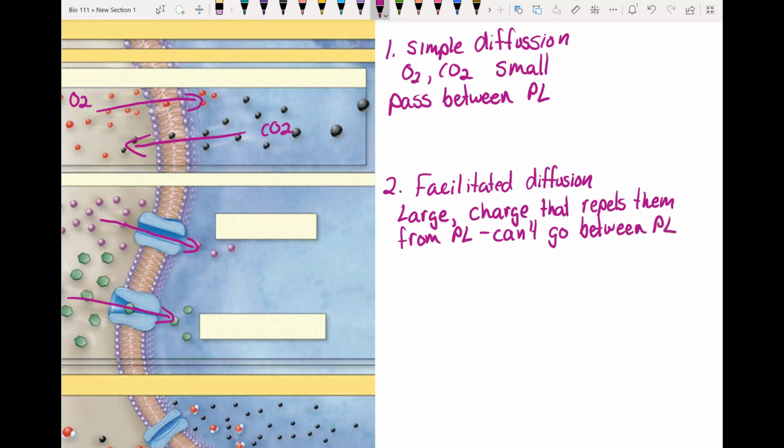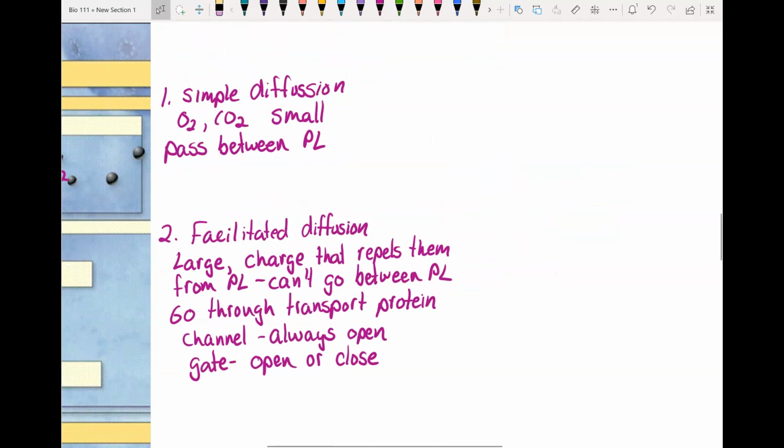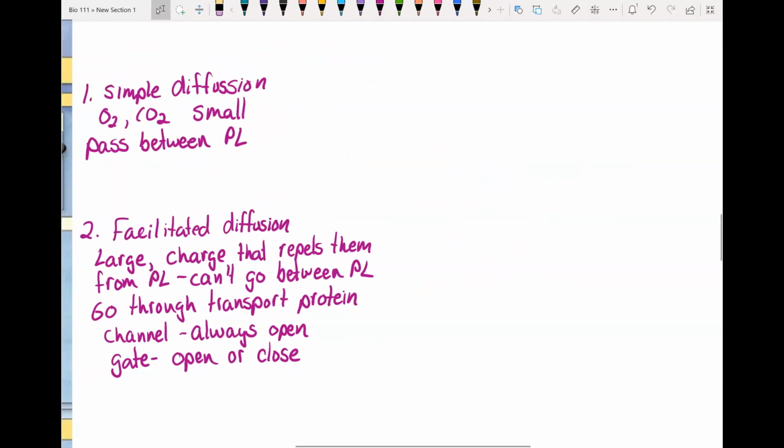So they use a transport protein instead. So these blue things here are transport proteins. You can think of a transport protein as like a door in a cell membrane. And there's two different types of transport proteins used in facilitated diffusion. We can have a channel, which is always open. Or you can have a gate. A gate can open or close. Okay, so let's think for a minute about this idea of moving from high to low until equal.